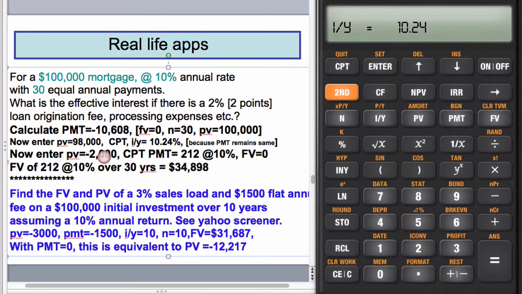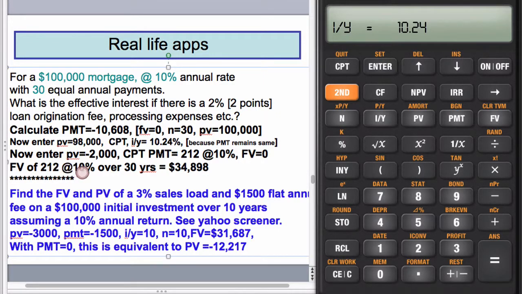Now enter present value of 2,000 and compute payment at IY of 10%, future value 0, you'll get a payment of $212. So what this $212 is showing you is that an extra $212 is built into this amount, a result of your initial points, which appears to be a small amount, right? So here's finally the final thing that we do.